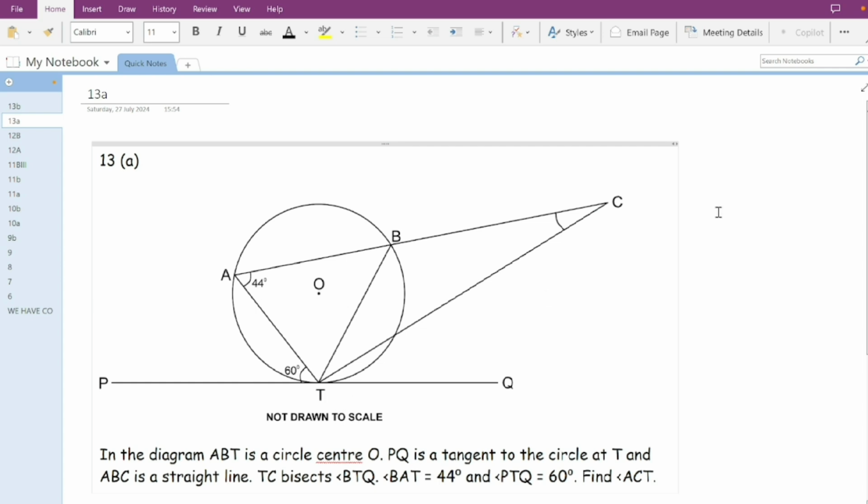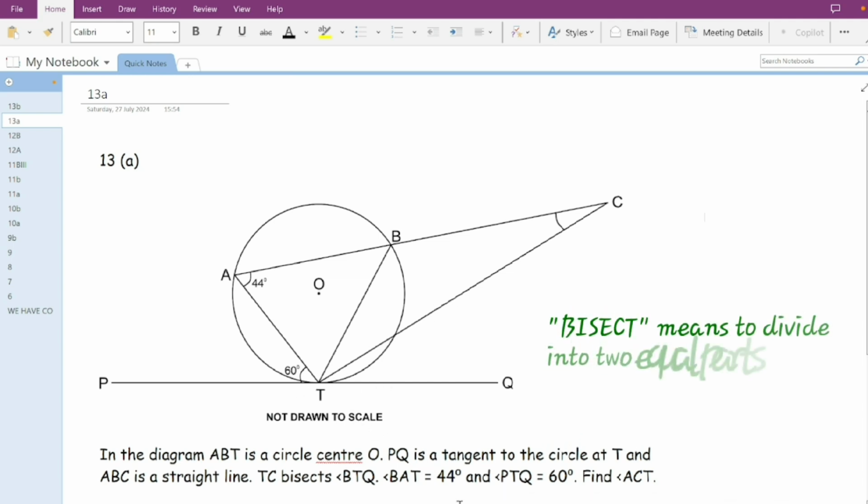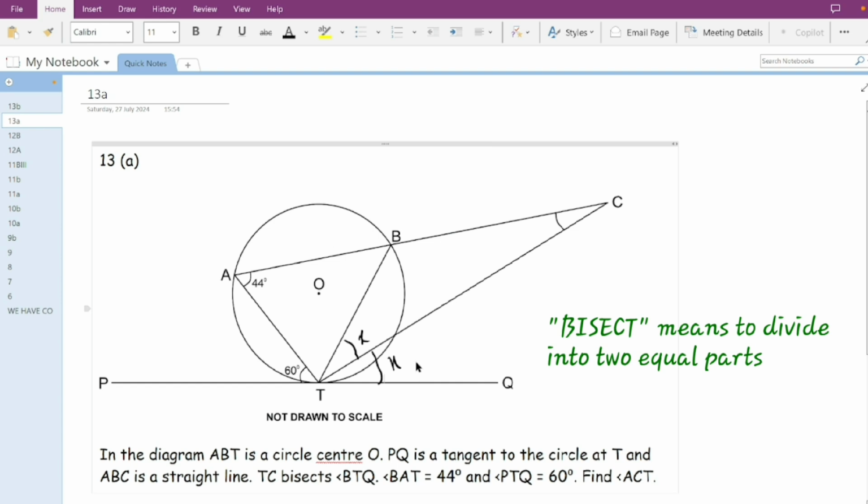TC, that's this line TC, bisects angle BTQ. That's at T to B and to Q. The line in the middle, that's TC, bisects it. That means divide it into two equal parts. So let's mark that. This and this are the same. So if this is X, this is X. That's what it's saying. Whatever the value of this is also it.